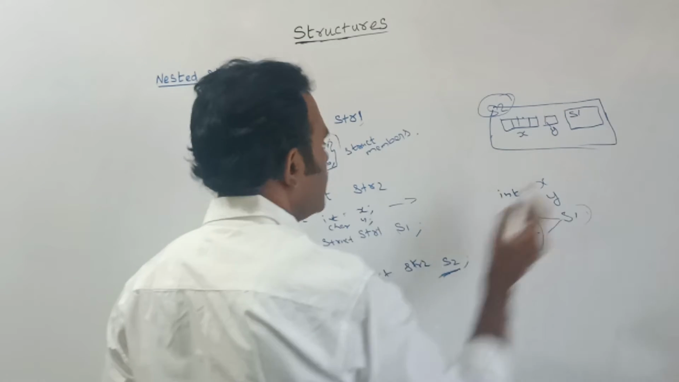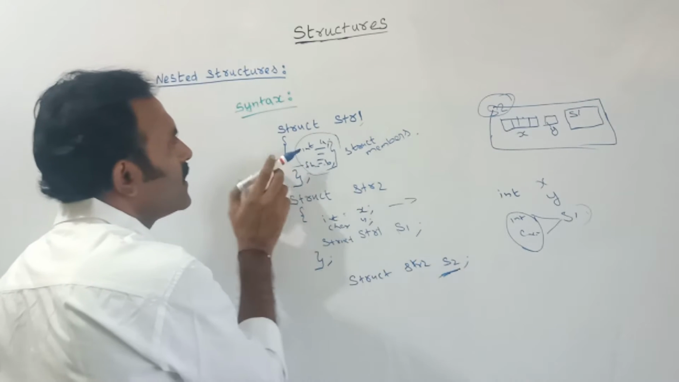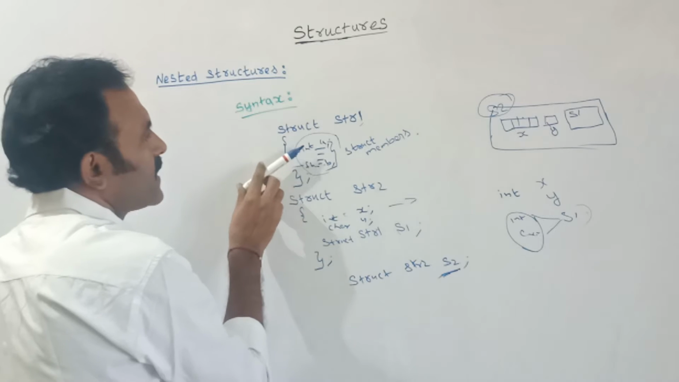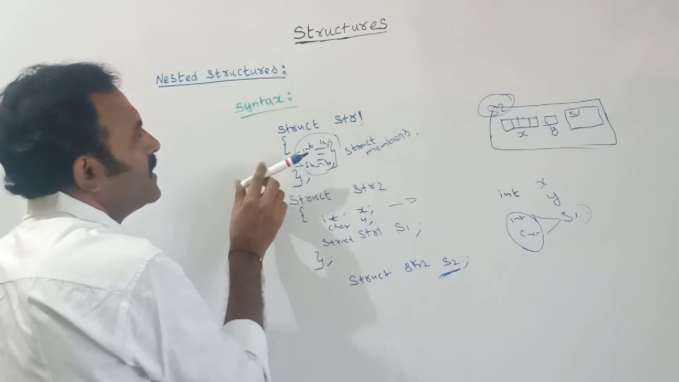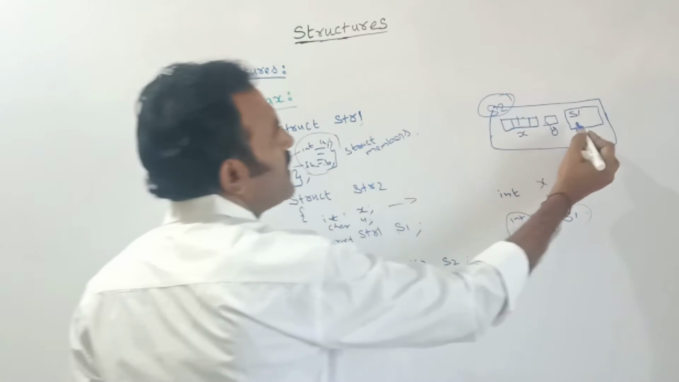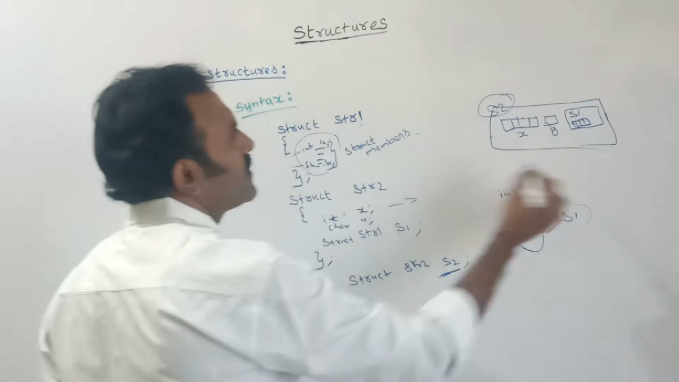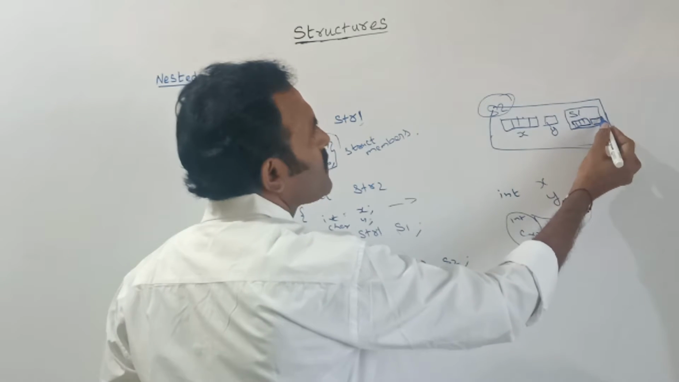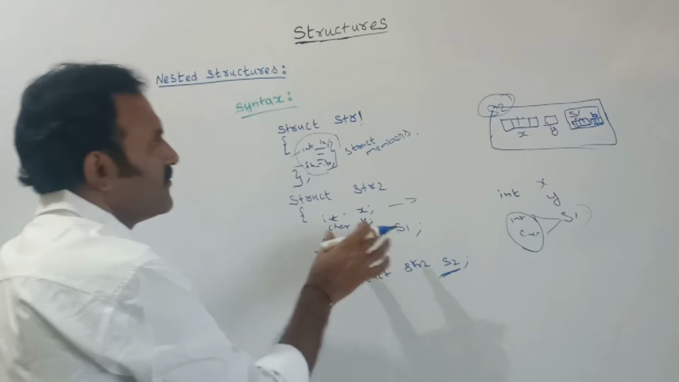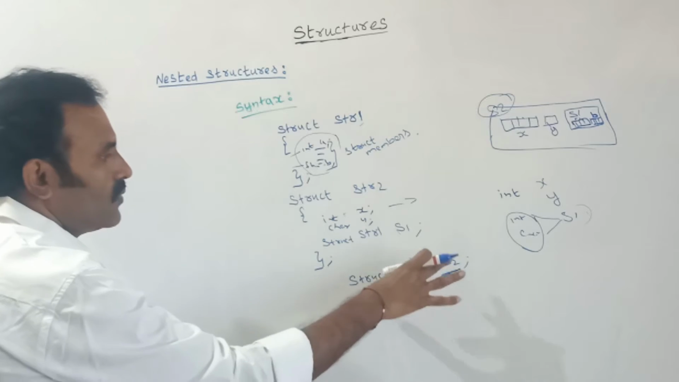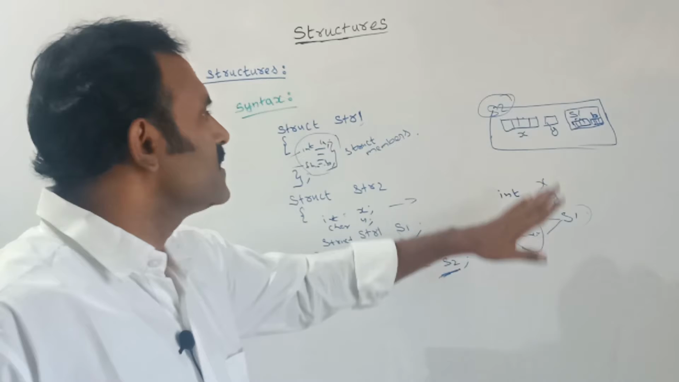For this S1 the memory will be allocated because this is a user defined structure member. Inside S1, how many data types were there? Two different data types, integer and float. For integer A, it will occupy 4 bytes. Next for float B, it will also occupy 4 bytes. This is A, this is B. This S2 structure variable will be aligned like this. One important thing here.